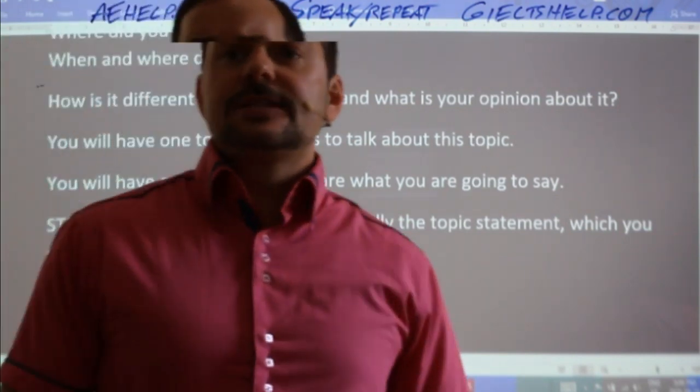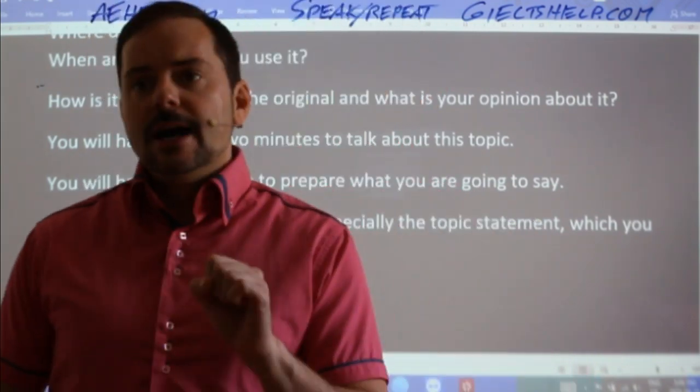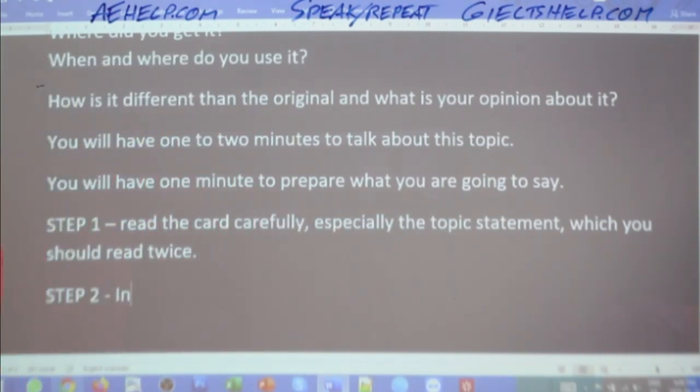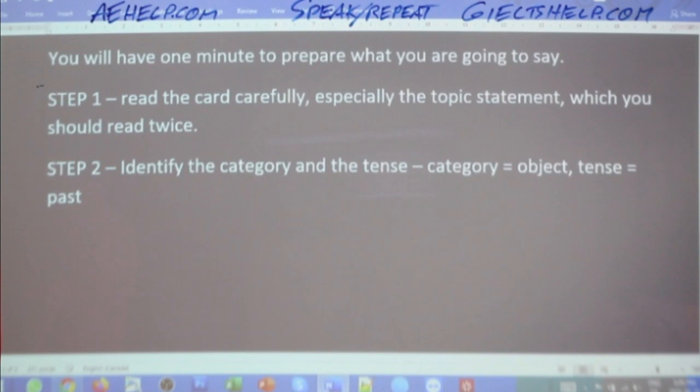Yeah, so Abhishek says, identify the category. So Hemant, don't rush into the ideas yet. Identify the category and the tense. That's right, Rajveer. So identify the category and the tense. Very nice. So here, category equals object and tense equals past, right? Because you got it. So past perfect, present perfect. Good. Okay. When you're talking about an object, what should you include?